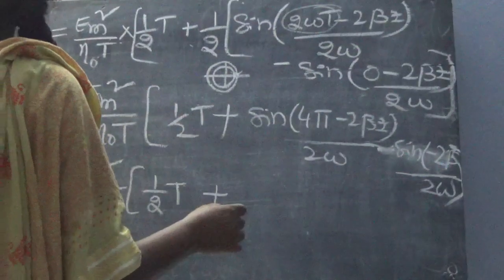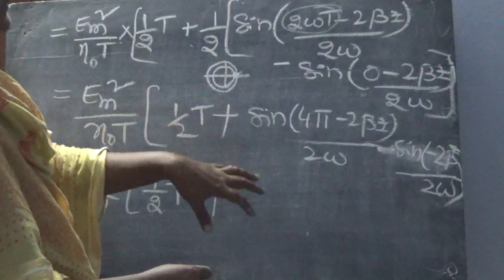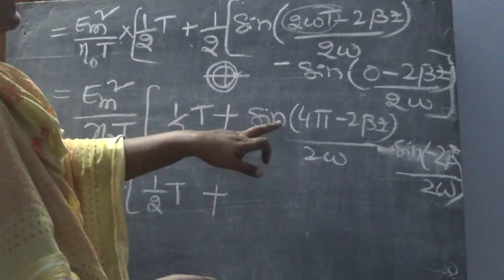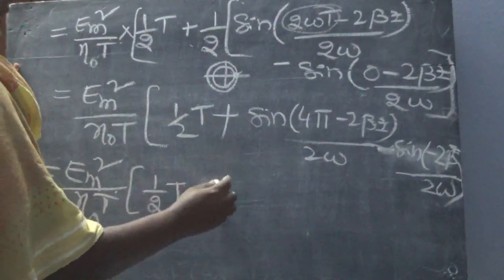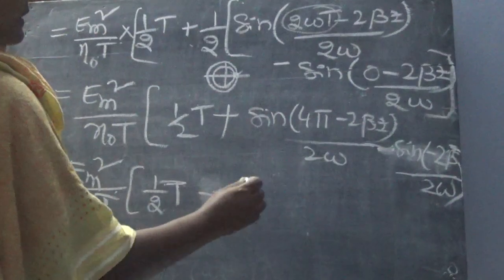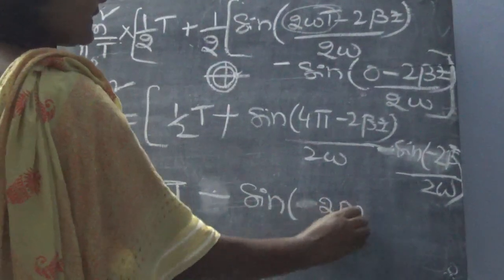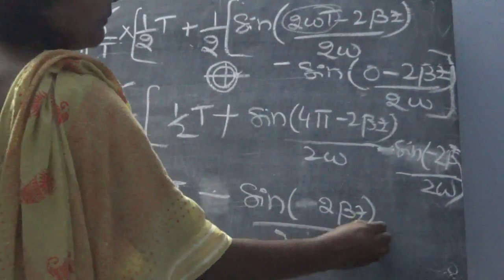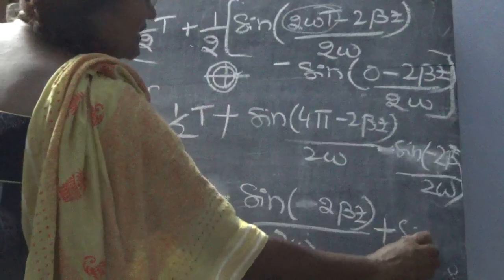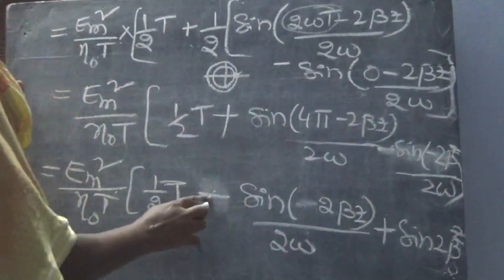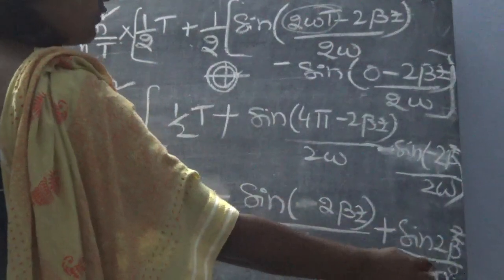360 degrees minus theta. Sine of 360 degrees minus theta will be in the 4th quadrant. In the 4th quadrant, sine will be sine itself with a negative sign. So in the 4th quadrant, all silver tea cups, only cos is positive and the rest are negative. Therefore minus sine will be sine as it is, minus 2 beta z by 2 omega. Minus of sine of minus theta will be minus sine theta. Minus of minus sine theta will give sine 2 beta z. Now look, minus sin 2 beta z by 2 omega plus sin 2 beta z by 2 omega, these two cancel out.